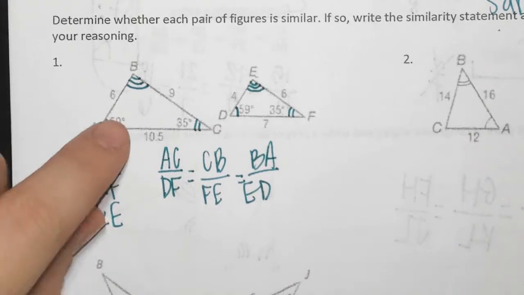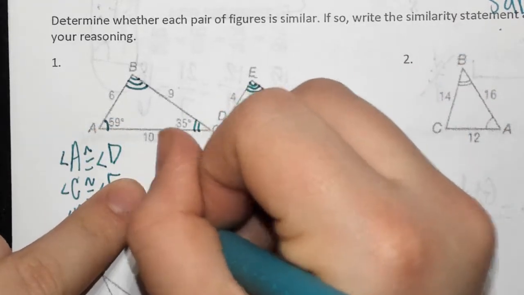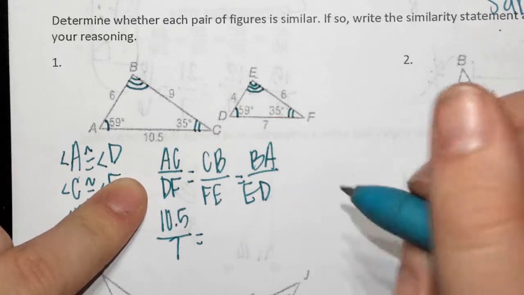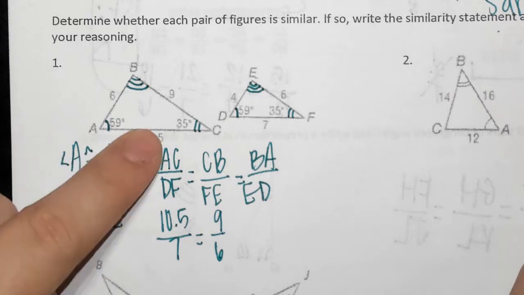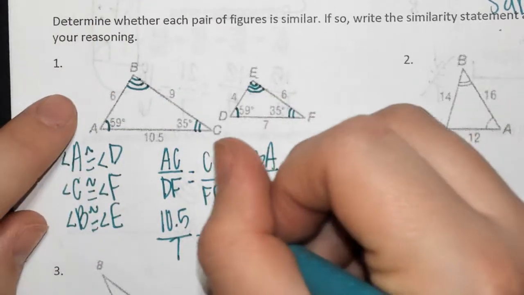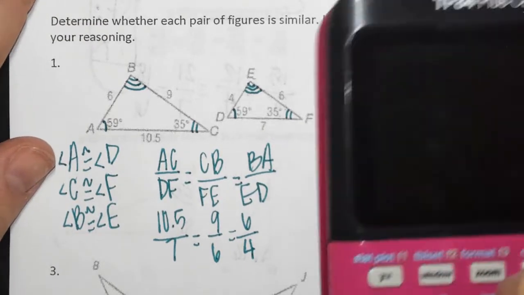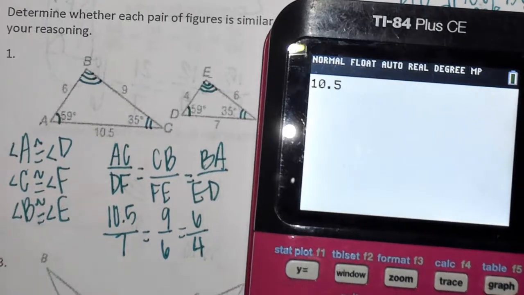Okay, so now let's go back and plug in all these numbers for them. So AC was 10.5 to 7. 9 to 6. And 6 to 4. So our next thing we need to do is plug these in and see if they all equal the same thing.